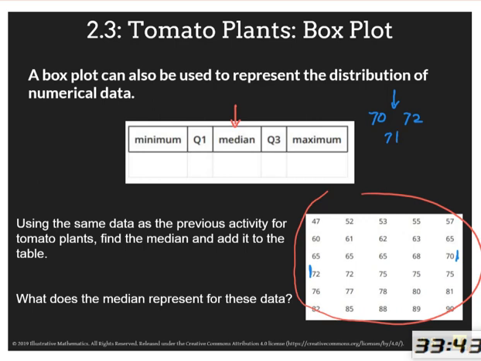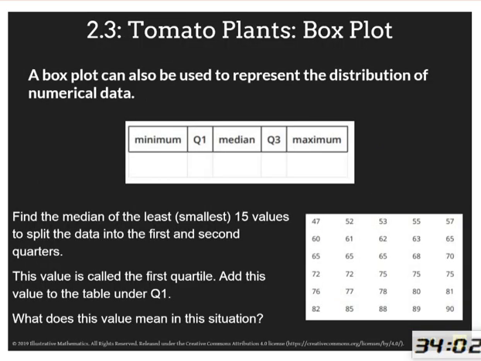Okay, and the median here falls between, so the 15th number is 70, the 16th number is 72, so the exact middle of this data set is going to be right in between 70 and 72, and the number in between 70 and 72 is 71, okay? So that would represent the median for this data.